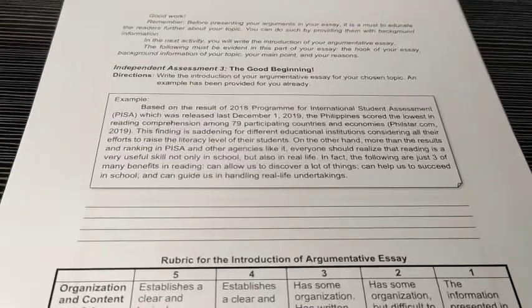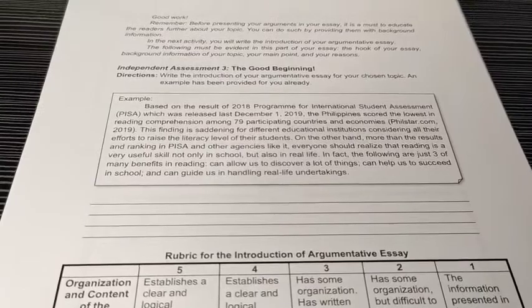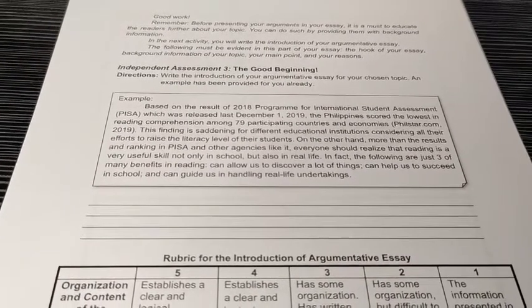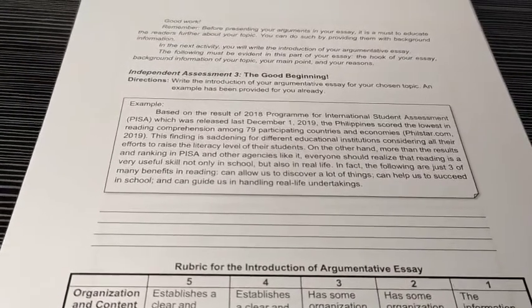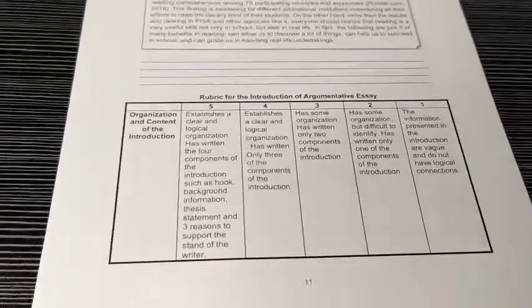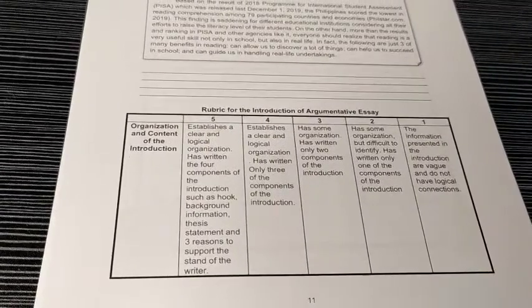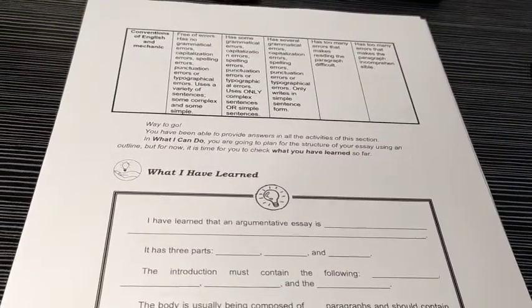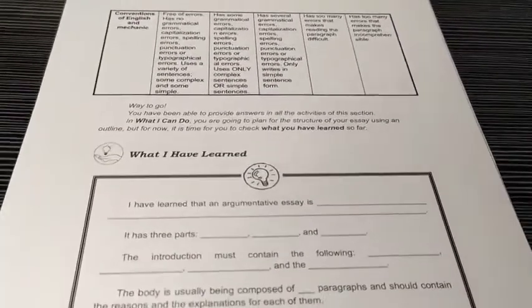So assessment number 3, the good beginning. Write an introduction of your topic. You can include the source that you have, the background information, your stand. There should be your own stand there. Then the rubric: organization and content of the introduction, meaning it's clear and properly organized, you will get 5 points. Then conventions, meaning it's free of errors, you will get 5 points.